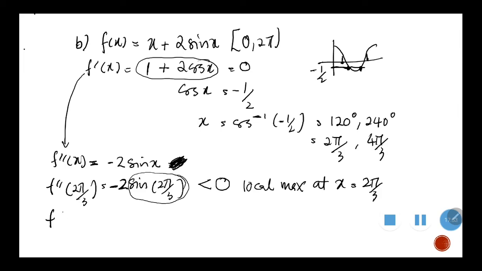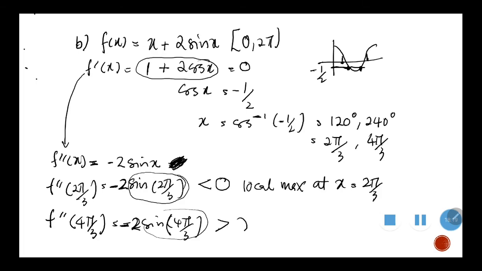And then we replace x in f double prime x with 4 pi over 3, into negative 2 sine 4 pi over 3, or sine 240 degrees. Press the calculator if you don't remember. Sine 240 degrees, if I'm not mistaken, gives a negative value, multiplied by negative 2, it becomes positive. So we get more than 0. Then we can conclude that we have a local minimum at x equals 4 pi over 3. Alright? So we are done using the second derivative test.